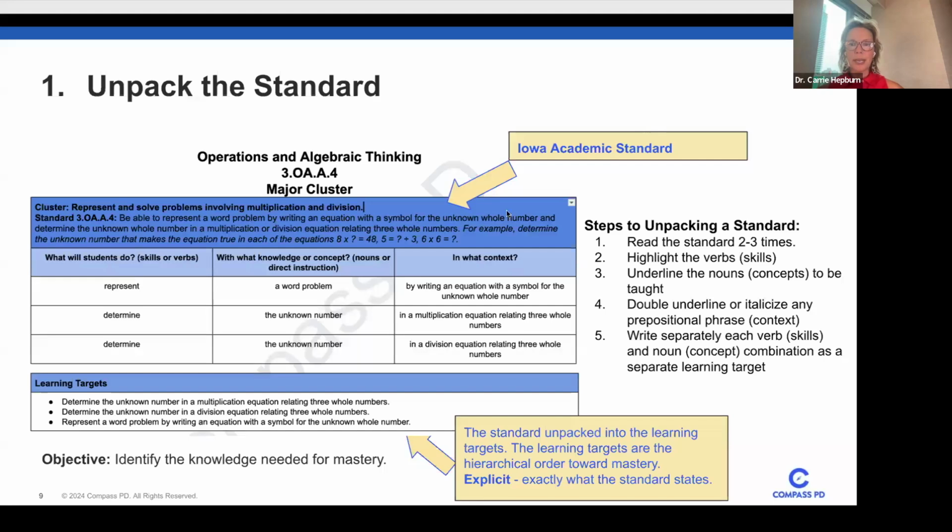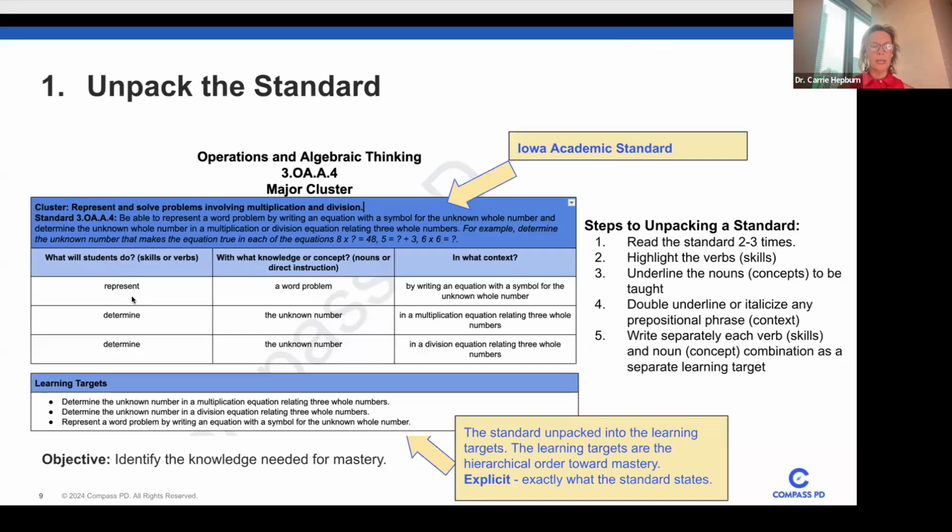Here, so we wrote the standard. You'll notice the Iowa Academic Standard. We read through that two to three times. You go through the process of highlighting verbs, the skills that you want students to know or do. And then we underline the nouns, those concepts that are going to be taught. We looked at the context and then we wrote each of those as a separate learning target.